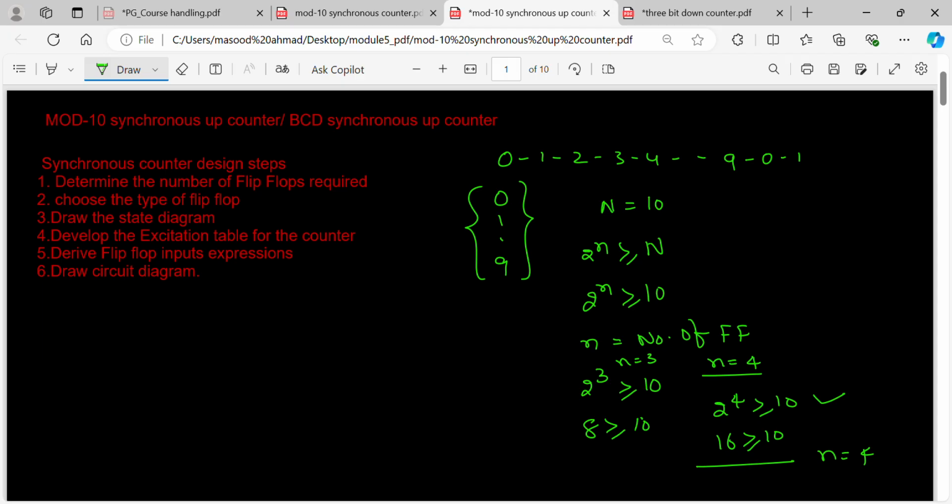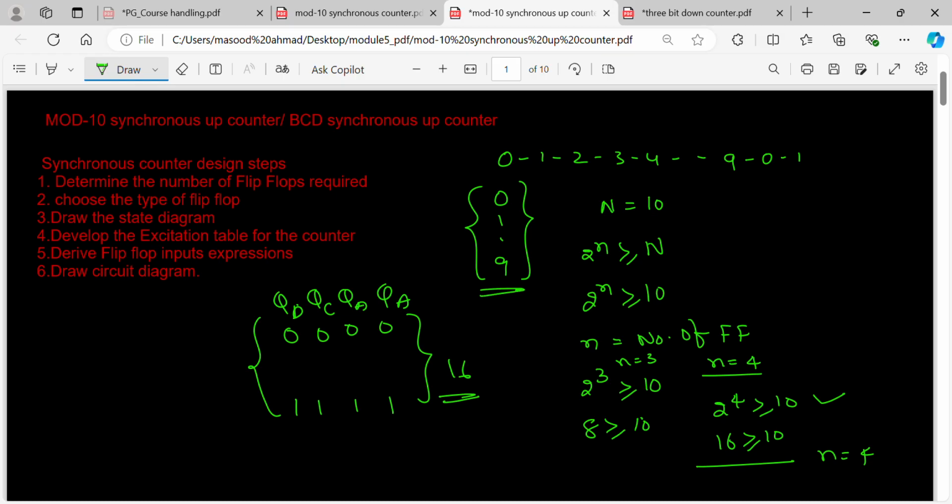If I take 4 flip-flops, by general common sense, let's say the outputs are QA, QB, QC, QD. The first value will be 0, 0, 0, 0 and the last value will be 1, 1, 1, 1. Totally we will get 16 different states. But we don't want 16, we want only 10. So obviously I need to go for 4. If you take 3, from 0, 0, 0 to 1, 1, 1, it will give you only 0 to 7, 8 possible combinations. But what we are looking for is 10 different combinations. Obviously I need to go for one extra flip-flop. This is for general common sense.